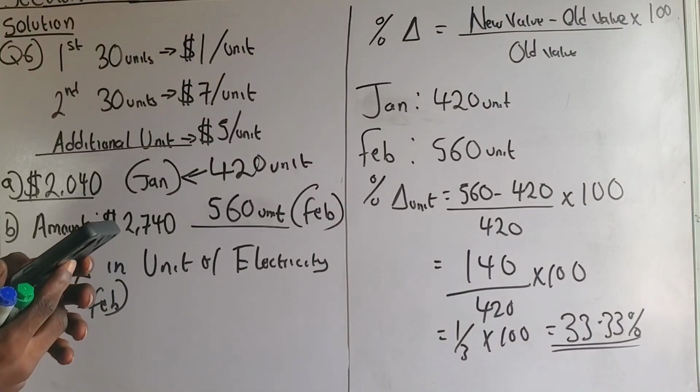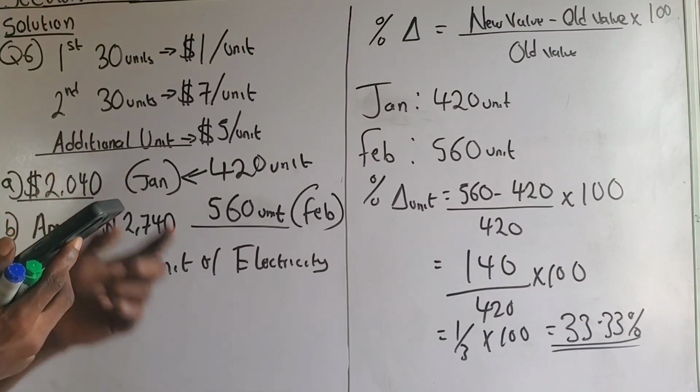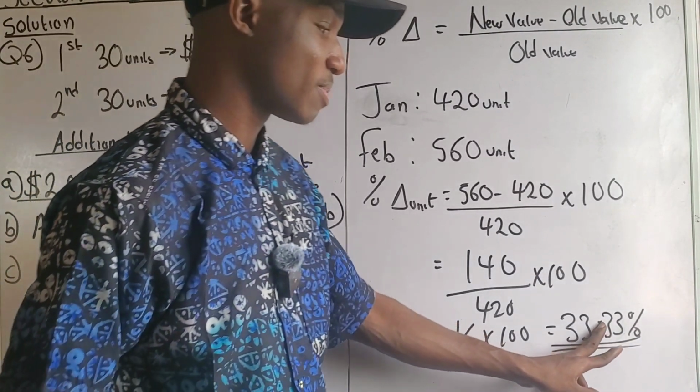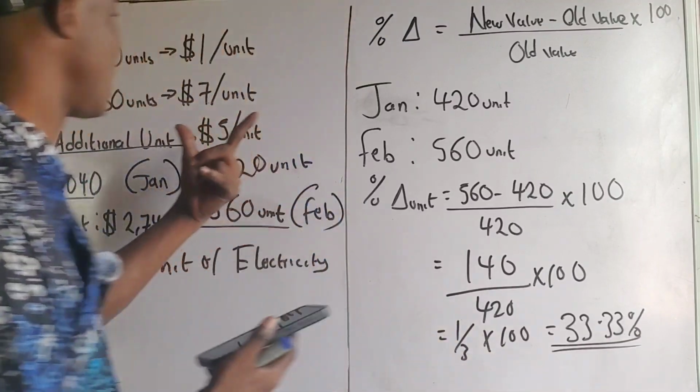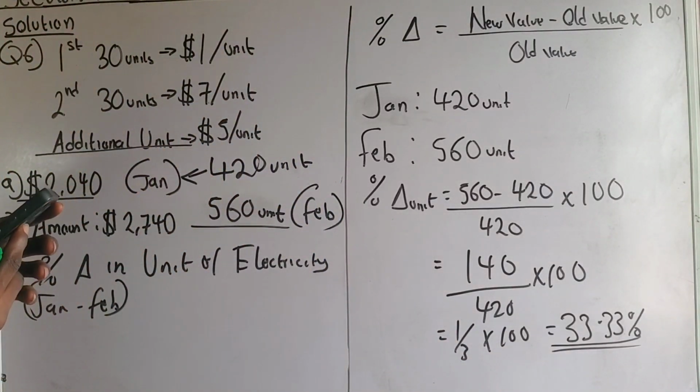The question says we should correct to two decimal places. You understand? So to do decimal places, the answer is this. That is the solution to question 6.